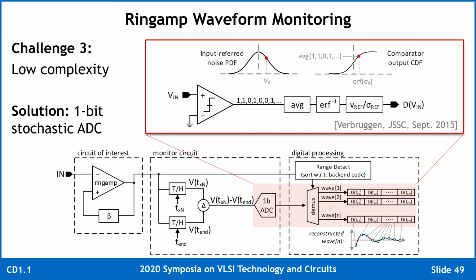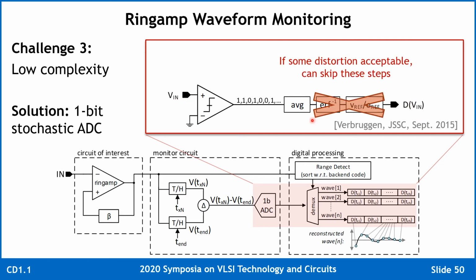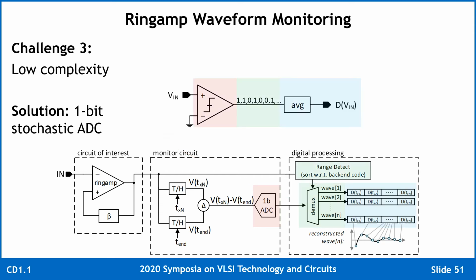After some linearization steps, it's possible to linearize this to a digital representation of the input signal with high resolution. If we're willing to accept a little bit of distortion in our measurement, and in the case of transient waveform capture, that's okay, we can eliminate these linearization steps, which are the majority of the computational complexity. Instead, it simply becomes a matter of averaging the output of the comparator. In terms of practical implementation, the 1-bit ADC constitutes the comparator. The data collection and sorting is done in the front of the digital processing blocks, and then finally the averaging is done on individual bins within the sorted data set.